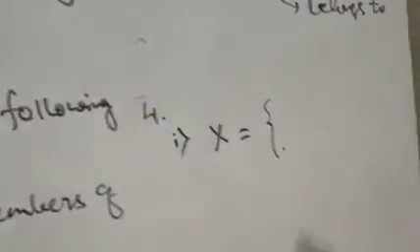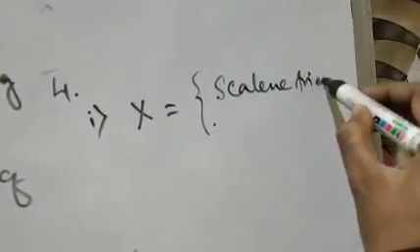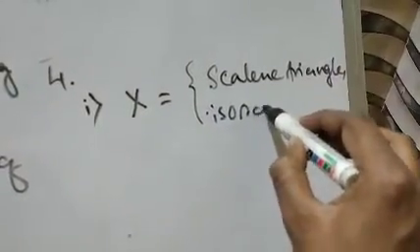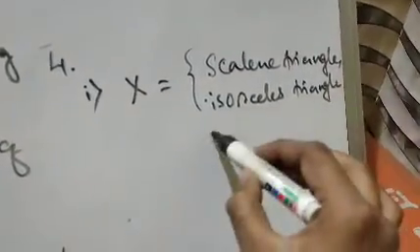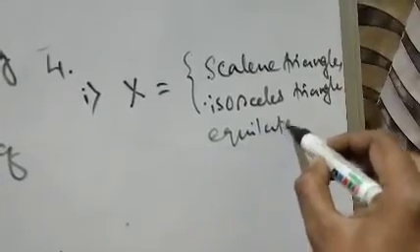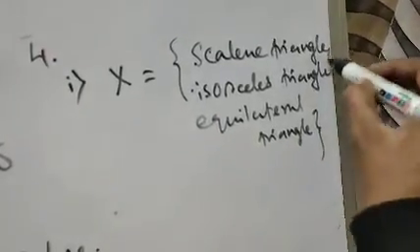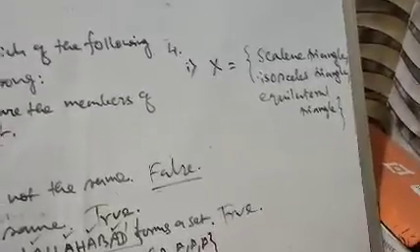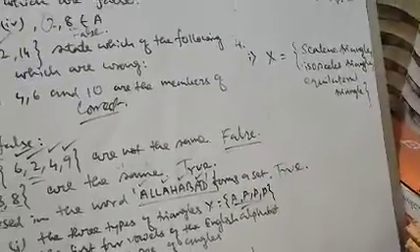So the 3 types of triangles are: scalene triangle, isosceles triangle, right? And also equilateral triangle. We will write the names of the 3 triangles and put them in curly brackets. So this is the set: scalene triangle, isosceles triangle, and equilateral triangle. The names of the 3 types of triangles.